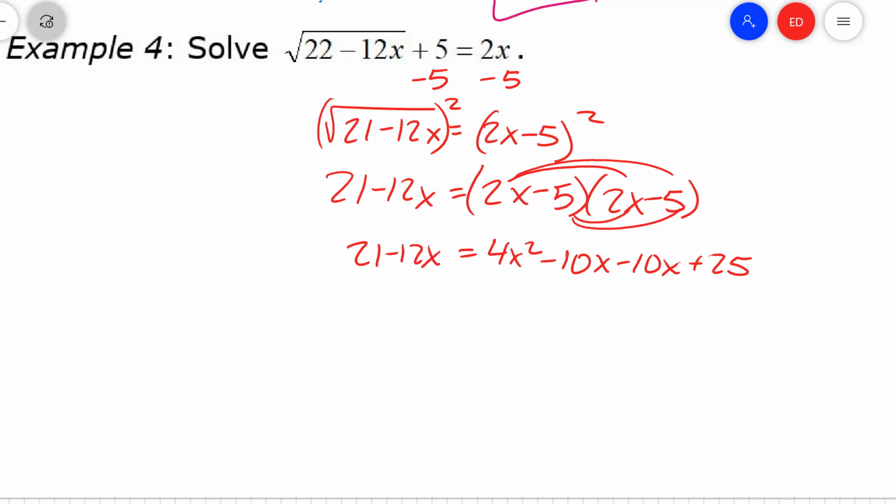Now what we're going to do is get everything on one side. I'm noticing that I'm going to have an x squared, and it's not going to go away on this one, so because it's not going to go away, I'm going to get everything over to the other side. So I'm going to add 12x to those x values and subtract 21. I would be left with 0 equals x squared, not equals, sorry, negative 20 plus 12. Negative 20 plus 12 is just going to give me a negative 8x plus 4.